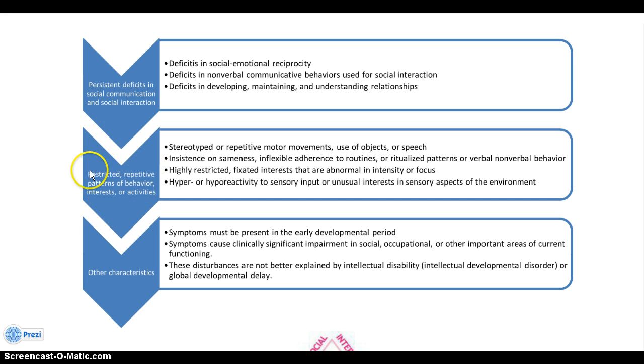The next part is restricted, repetitive patterns of behavior, interests, or activities. Stereotyped or repetitive motor movements, use of objects, or speech. And we talked about this in a previous chapter, but stereotypical movements are things like hand flapping and finger flicking, and spinning and twirling. They also will have repetitive speech. We call that echolalia, where they will repeat things over and over again. One of the other words we use for this is perseveration, which means repeated either actions or verbal actions.